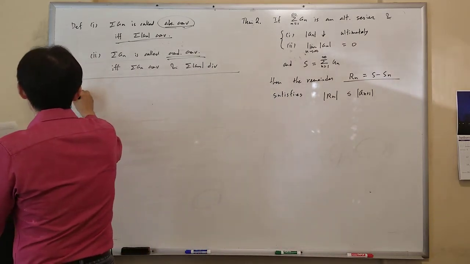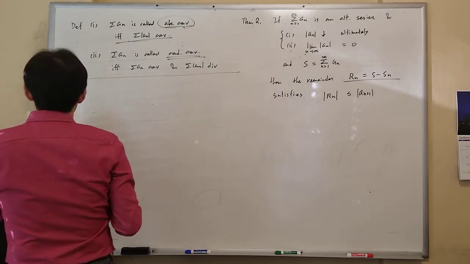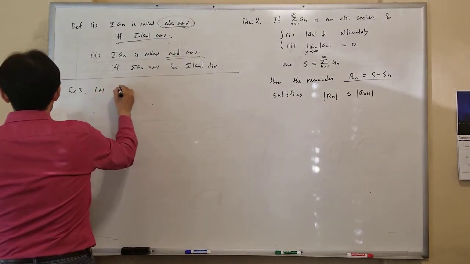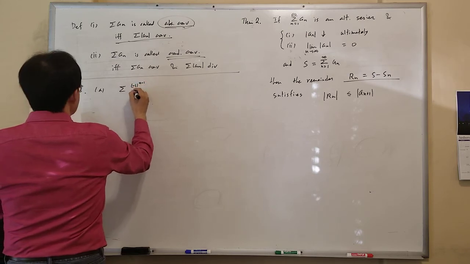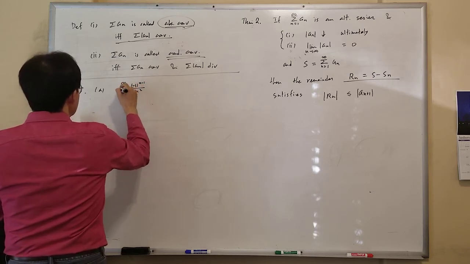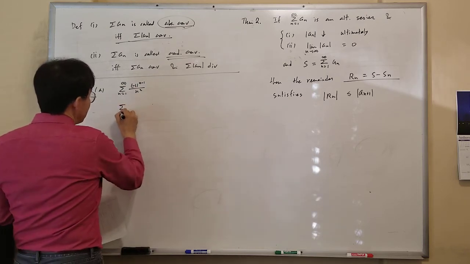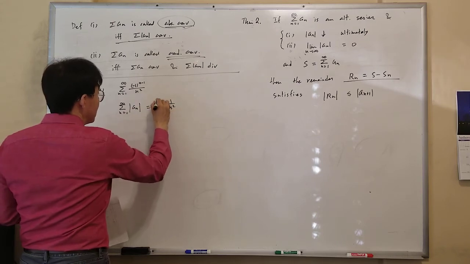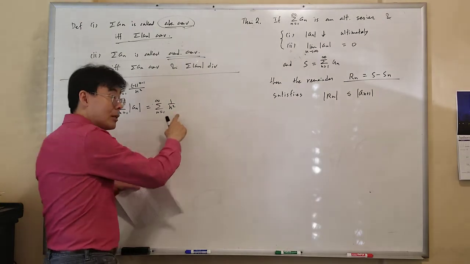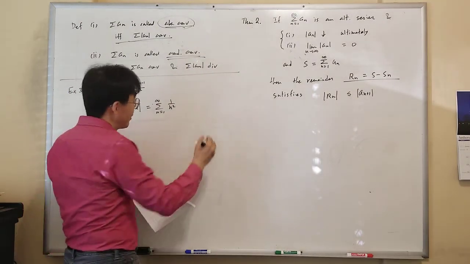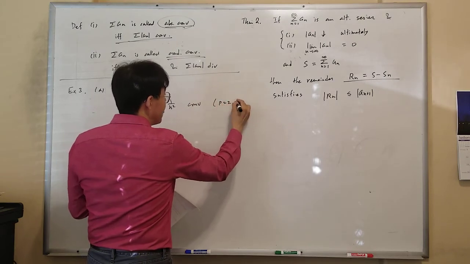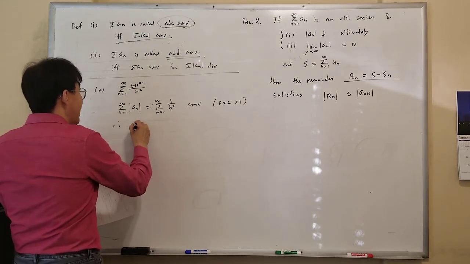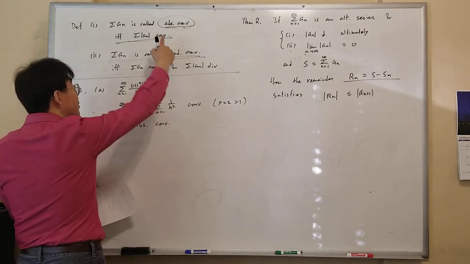So example 3, determine if the following series are absolutely convergent or not. A, what is it? This one. What is the absolute value series? That is 1 over n squared. Convergent or not? Convergent, because it is a p-series with p equals 2, which is greater than 1. Convergent. Therefore, it is absolutely convergent, because the absolute value series is convergent.